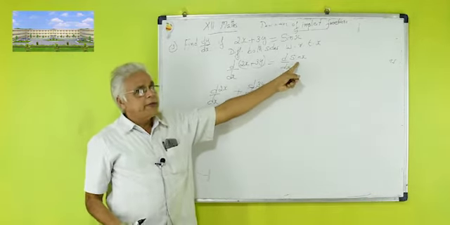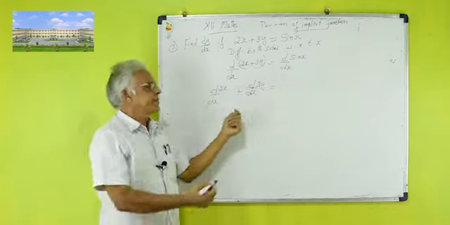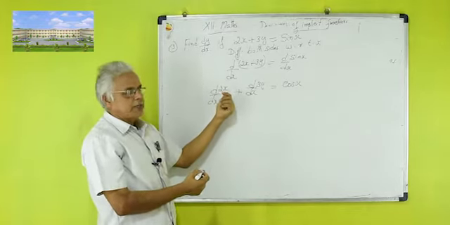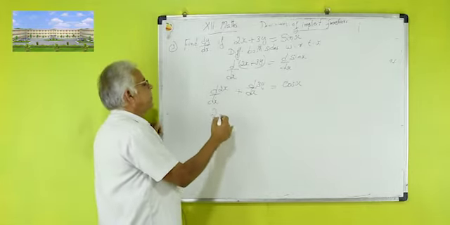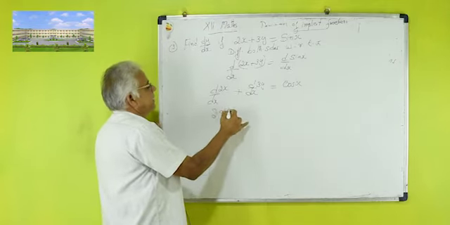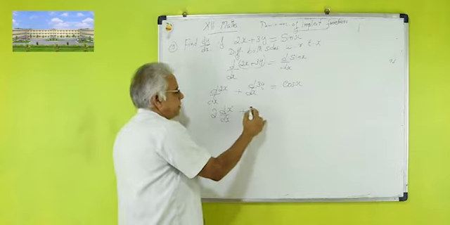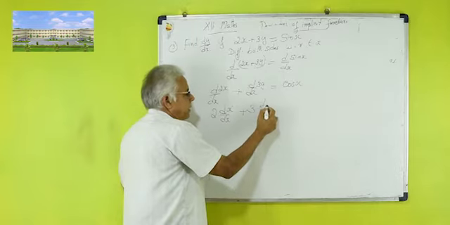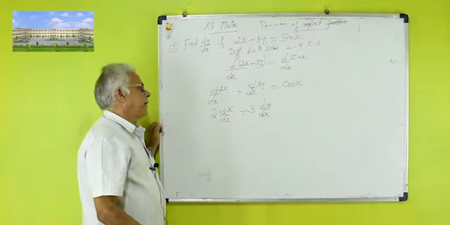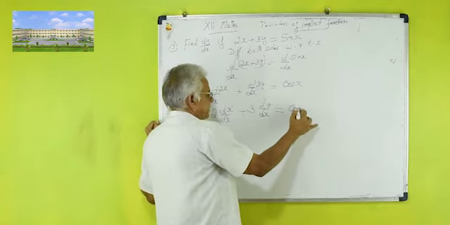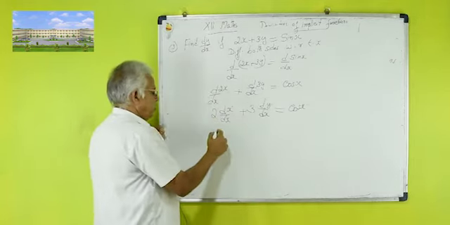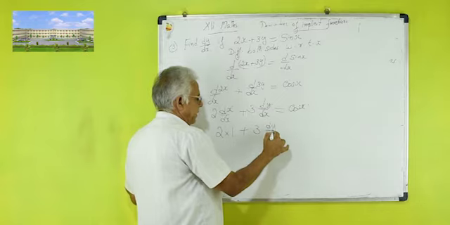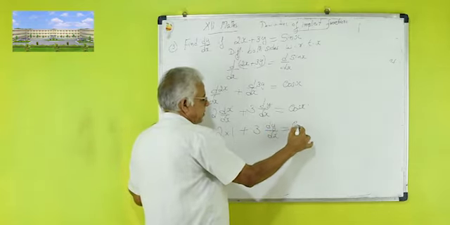the derivative of sin x. What is the derivative of sin x? Cos x. Then the derivative of a constant into a function: constant into the derivative of the function. So 2 into the derivative of x, plus 3 into the derivative of y, is equal to cos x. 2 into the derivative of x, which is 1, plus 3 into dy by dx is equal to cos x.